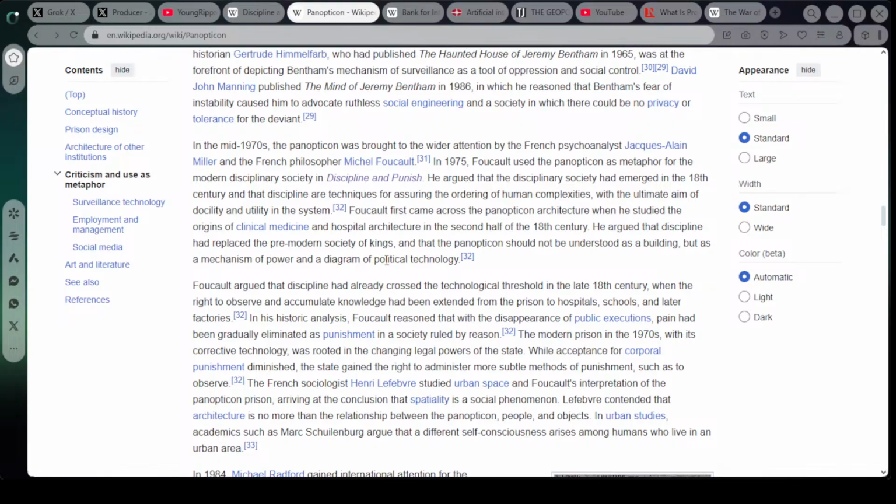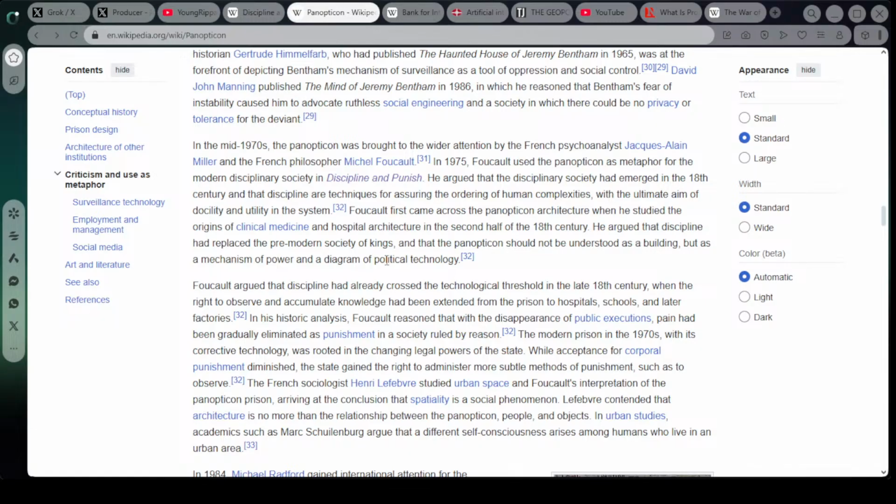In the mid-1970s, the Panopticon was brought to the wider attention of the French psychoanalyst Jacques-Alain Miller, and the French philosopher Michel Foucault. In 1975, Foucault used the Panopticon as a metaphor for the modern disciplinary society in Discipline and Punish.